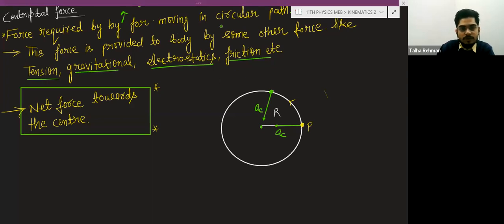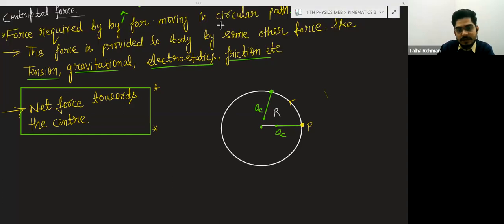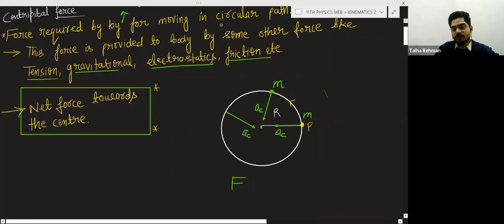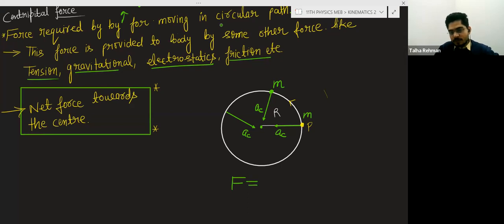Okay, so there is a centripetal acceleration in a circular motion, and according to Newton's second law, if there is an acceleration, you can say there will be a force. This acceleration is toward the center. This is the mass of the body, m. This particle of mass m is moving in a circular path and has the centripetal acceleration. So can you calculate the force from this acceleration? That is mass into centripetal acceleration.